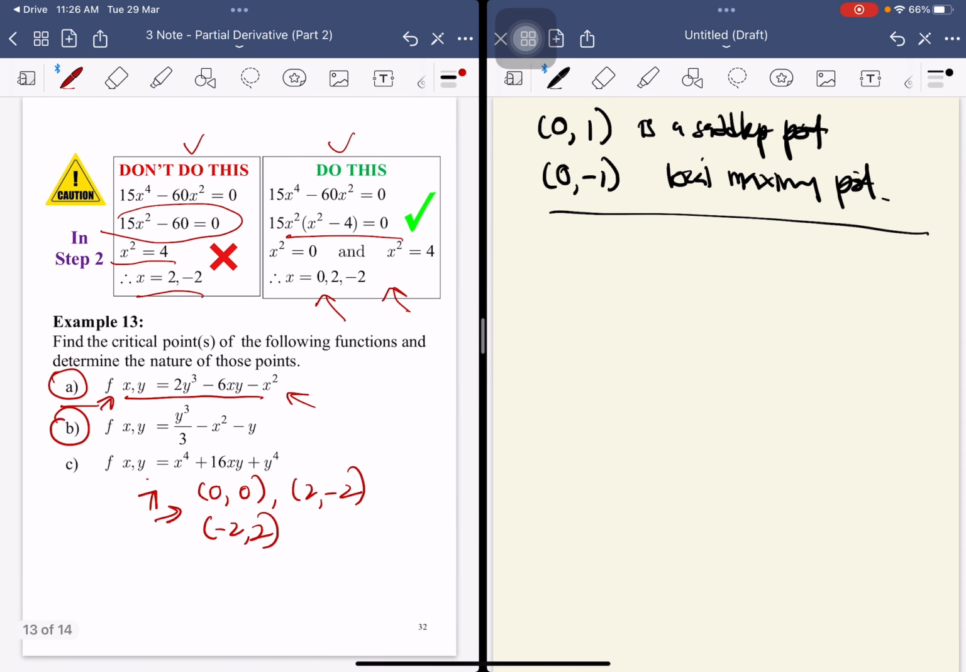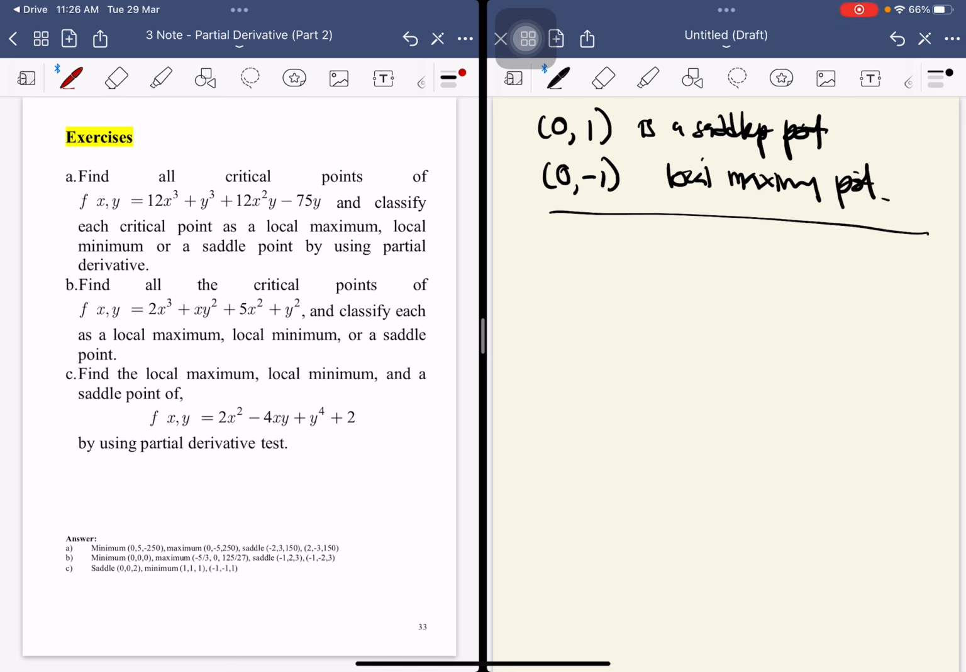I did also give you an exercise over here. This is the sample of the task, together with the answers that you need.